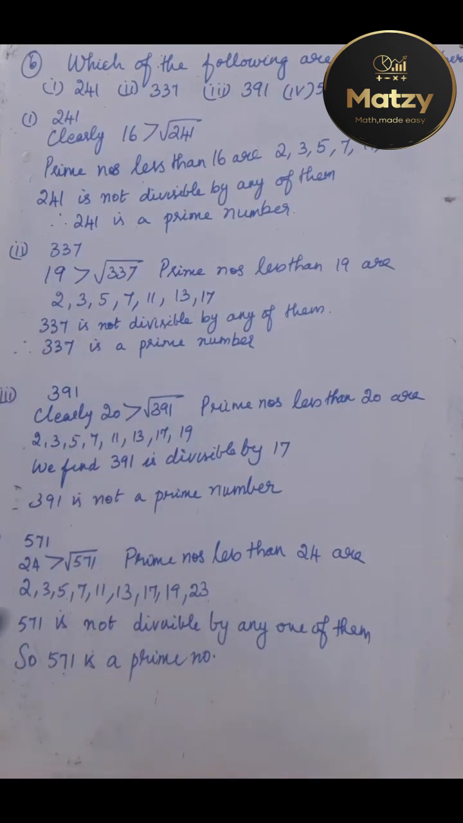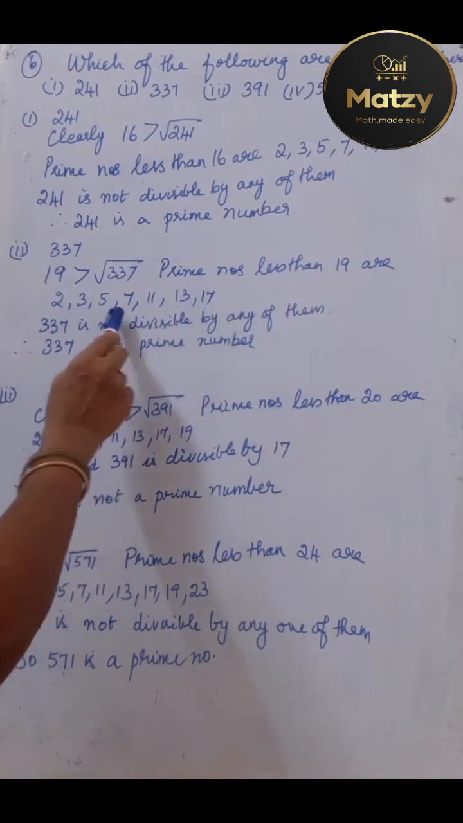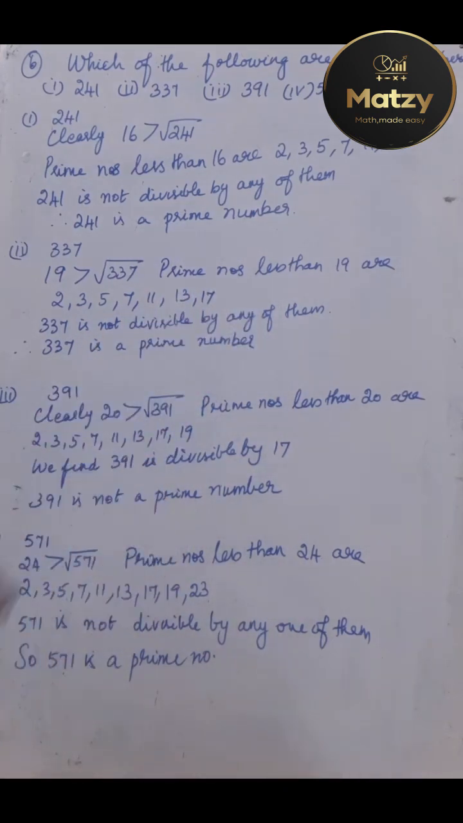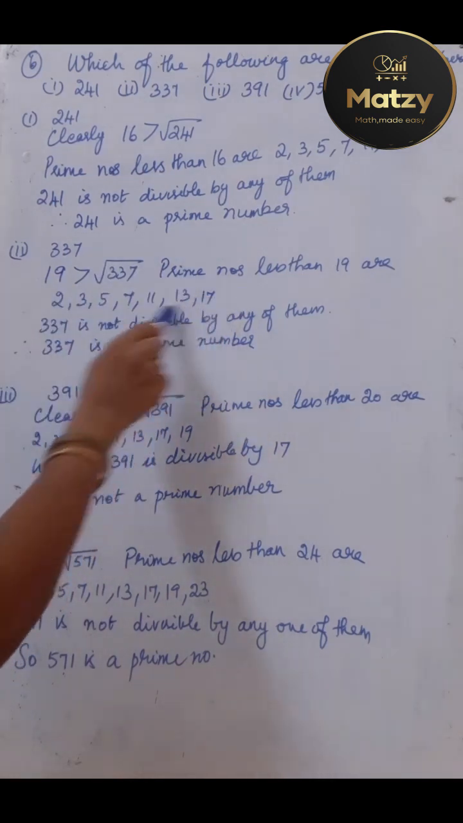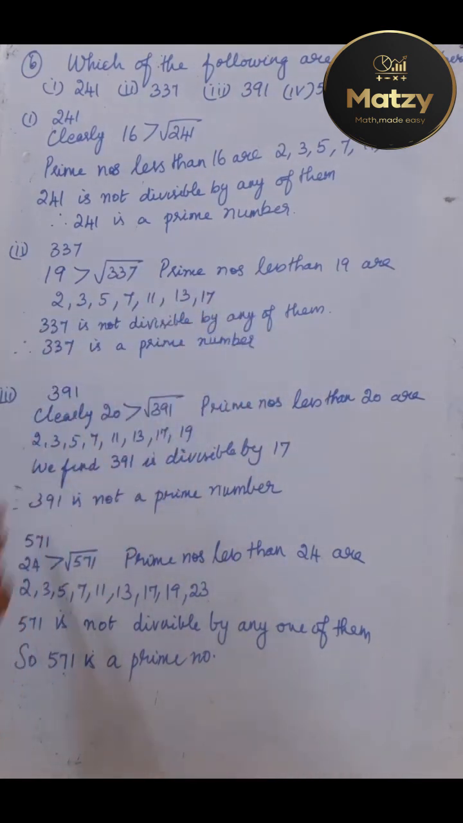Here also you have to find out the square number which is greater than 337. 19 19s are 361, which is greater than 337. So again I am writing 19 is greater than square root of 337. Now I am searching the prime numbers less than 19. I wrote 2, 3, 5, 7, 11, 13, 17. Now you should see whether 337 is divisible by all these prime numbers. It is not divisible by any of these prime numbers. So 337 itself is a prime number.